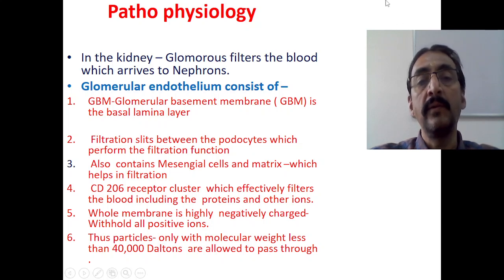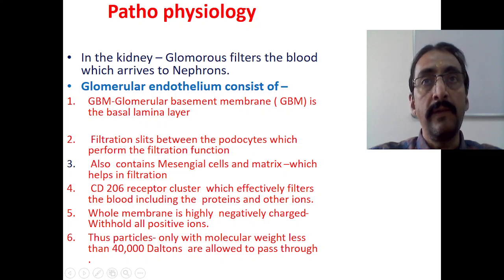The glomerular endothelium actually consists of the following things. The first layer which is present there is the glomerular basement membrane, which is also called the basal lamina layer. This is the basal lamina layer. This is the glomerular basement membrane. Then there are filtration slits between the podocytes which perform the filtration function. Now these are all the different layers which are present in the filtration area.